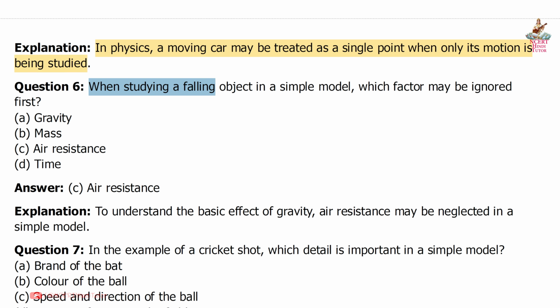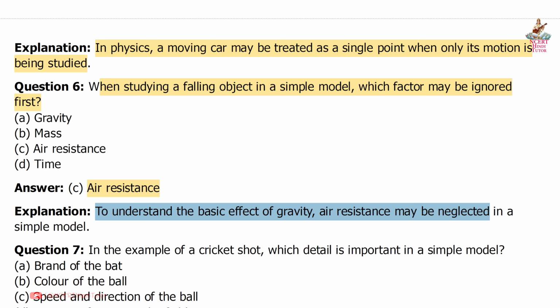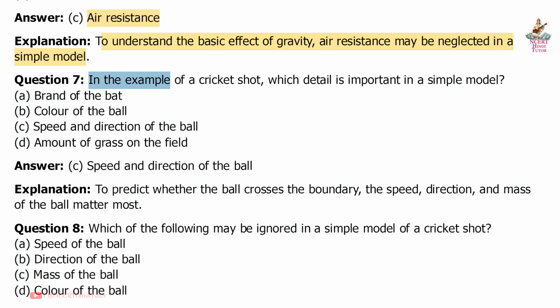Question 6. When studying a falling object in a simple model, which factor may be ignored first? Answer C. Air resistance. Explanation: To understand the basic effect of gravity, air resistance may be neglected in a simple model. Question 7. In the example of a cricket shot, which detail is important in a simple model? Answer C. Speed and direction of the ball.